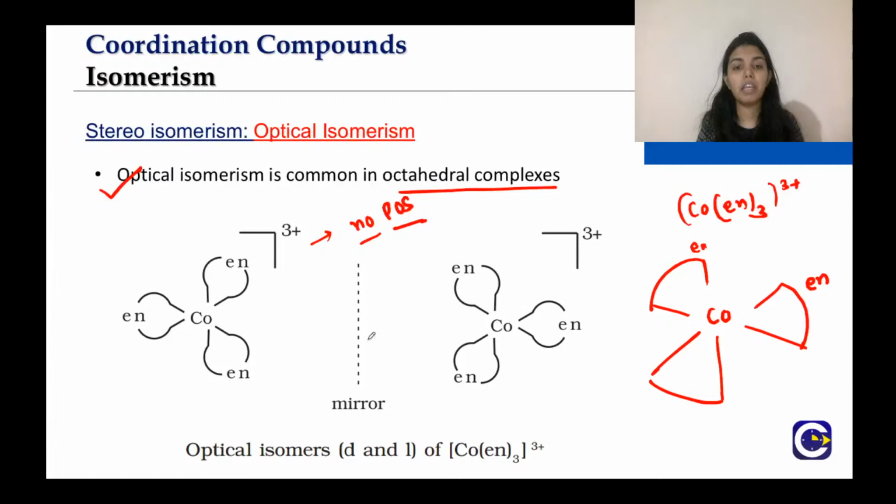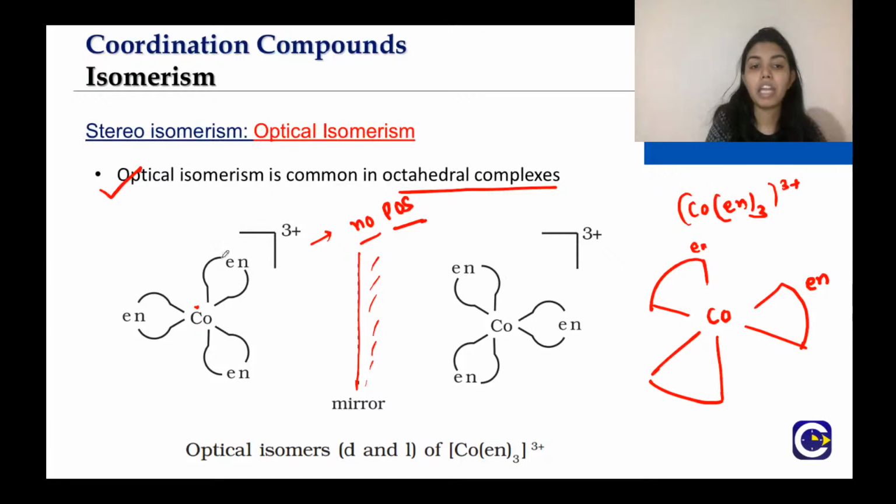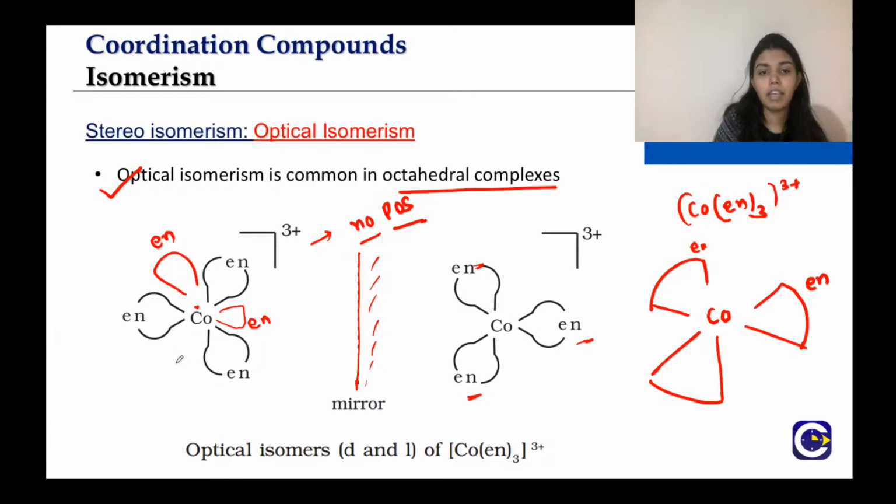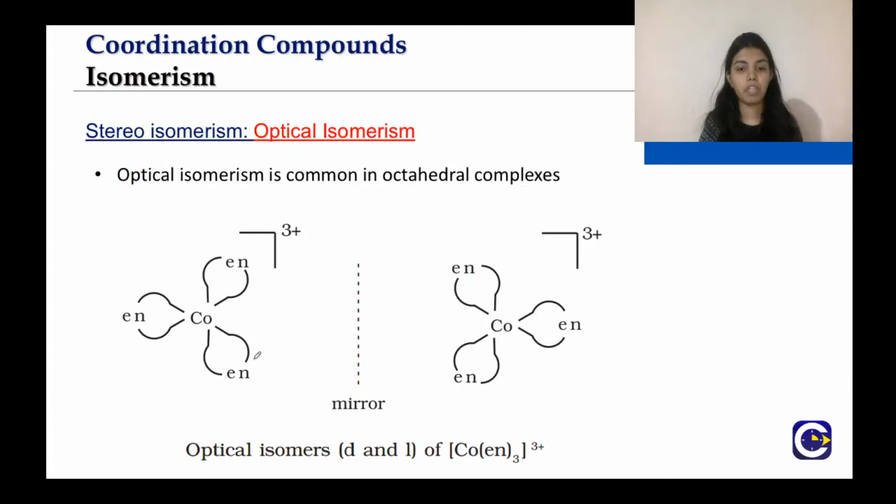That means the mirror image of this compound will not be superimposable on it. If you draw the mirror image, you can see here the mirror image is this. If you place the mirror like this, this is the mirror. Okay, so this mirror image is not superimposable on this, right? You cannot superimpose like this, because if you try to superimpose, this En will come here, this En will come here, and this En will come here.